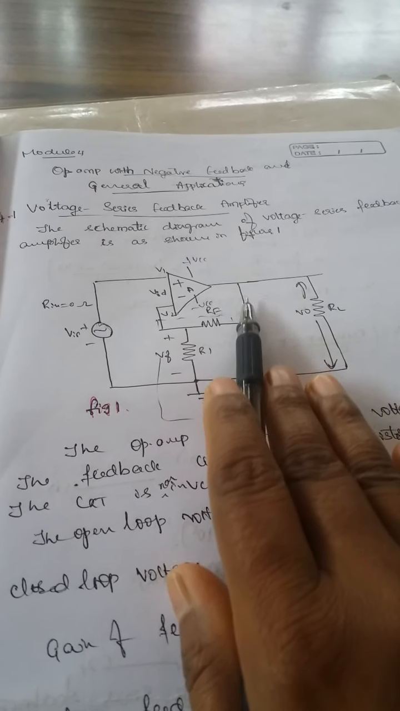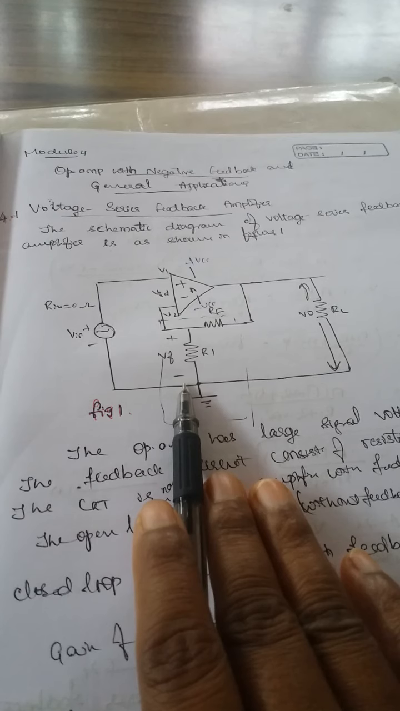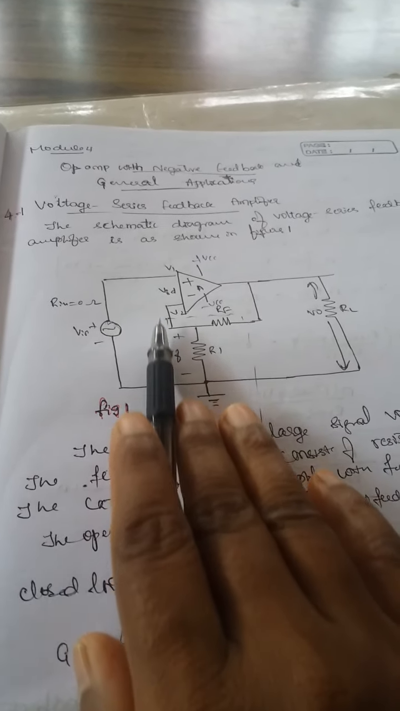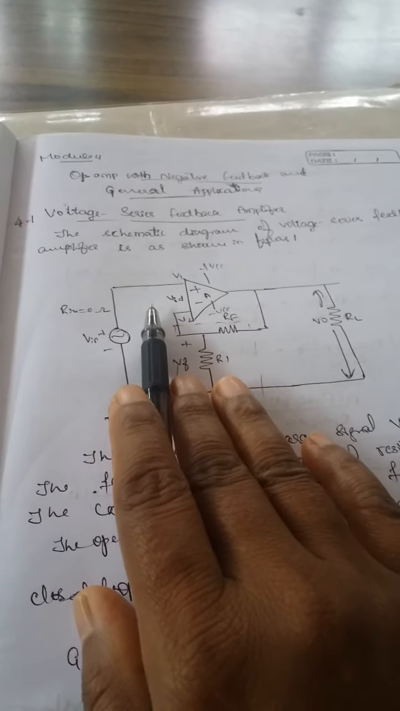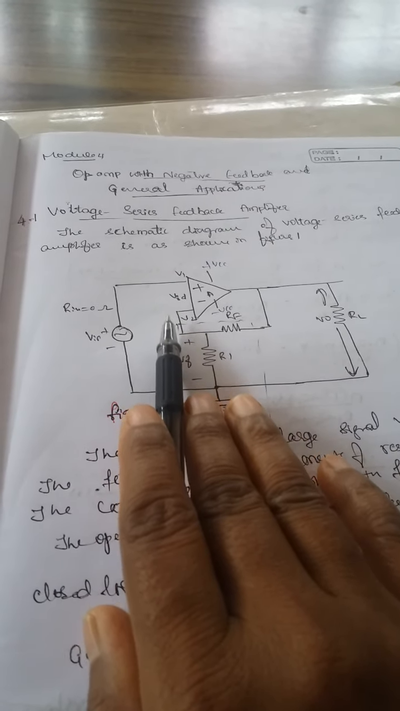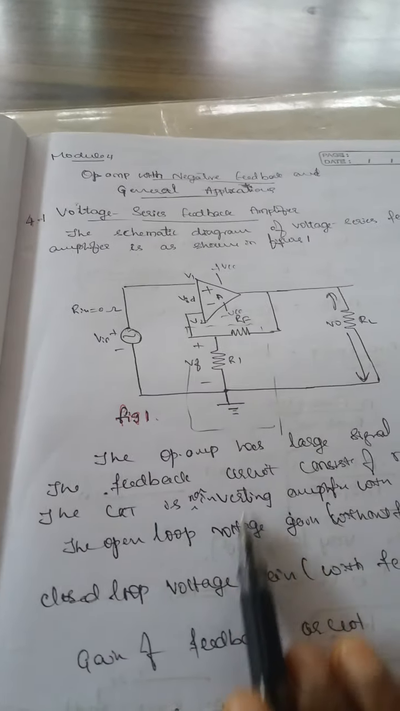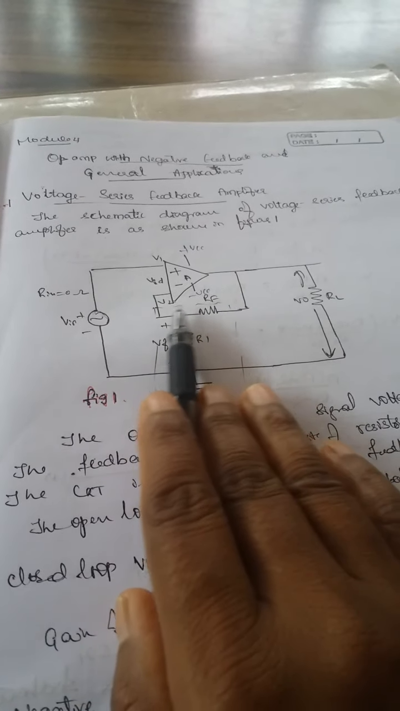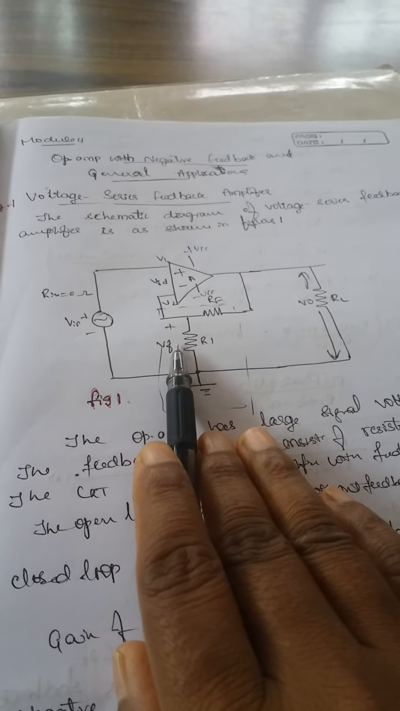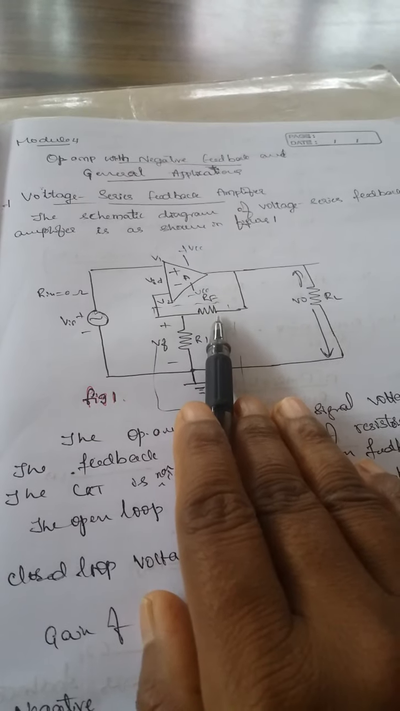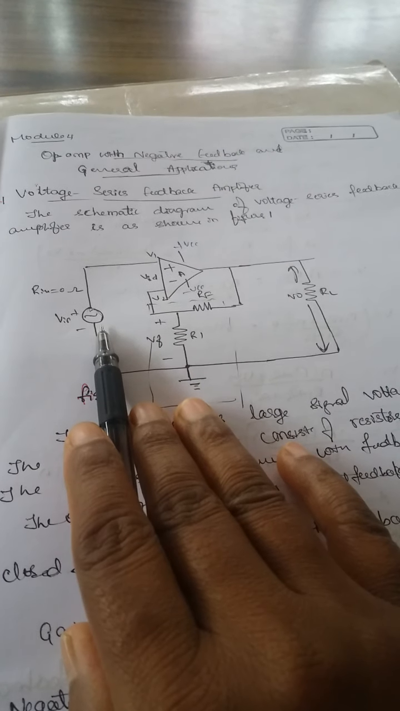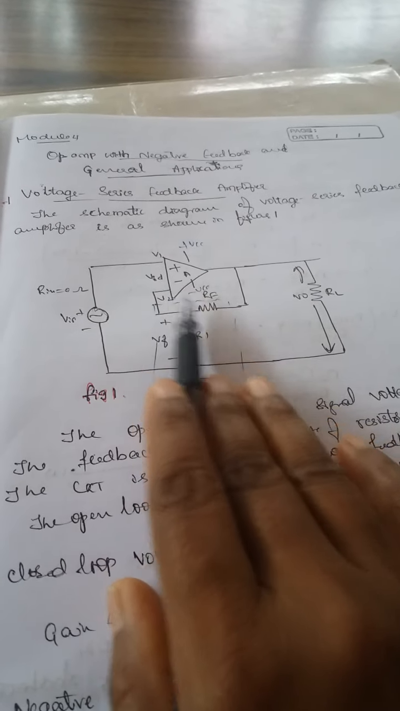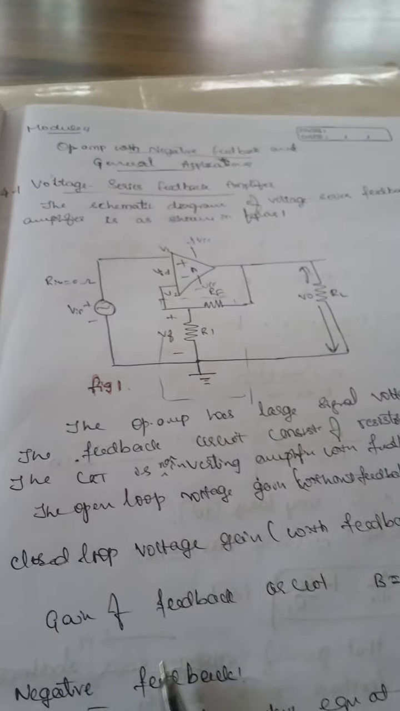So here the output voltage is sampled through this voltage divider network, and the feedback signal is Vf, and it is mixed in series with input voltage Vin, like V1 minus V2. Now if you look at this diagram, whatever you studied in op-amp applications, it is nothing but a non-inverting amplifier: feedback resistor, input resistor, and the input is connected to the non-inverting terminal.